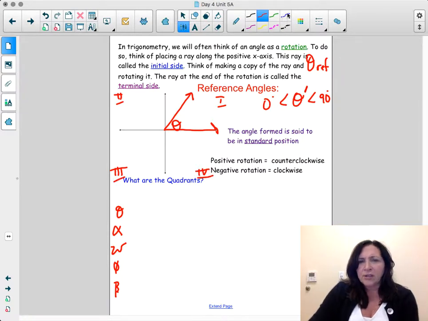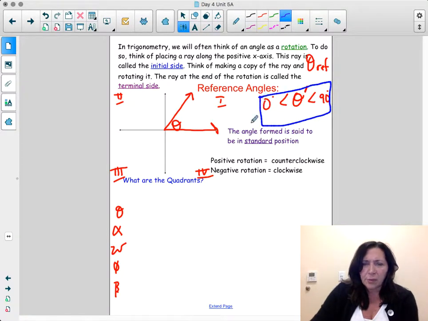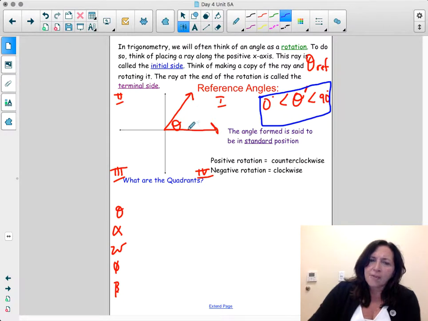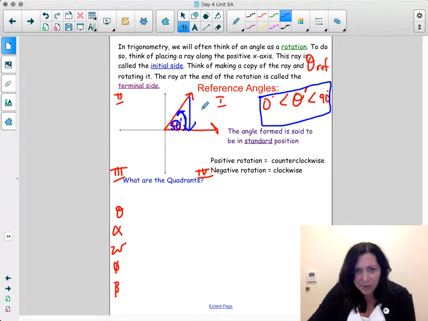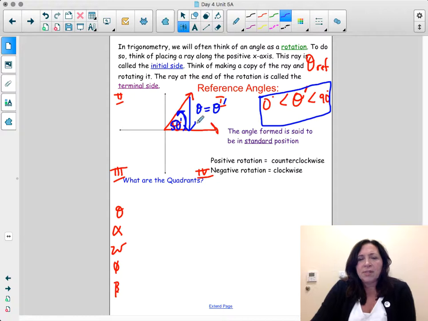What I want to talk about are reference angles. Reference angles are angles that are less than 90 degrees, but more than 0 degrees. If I have an angle in standard position, and let's say that's 50 degrees, and I traveled up 50 degrees to get to this terminal side, how far do I have to travel to come back down? That's going to be 50 degrees. So in my first quadrant, theta equals my reference angle. The question you may see is, what's the reference angle? Well, in the first quadrant it would be 50.